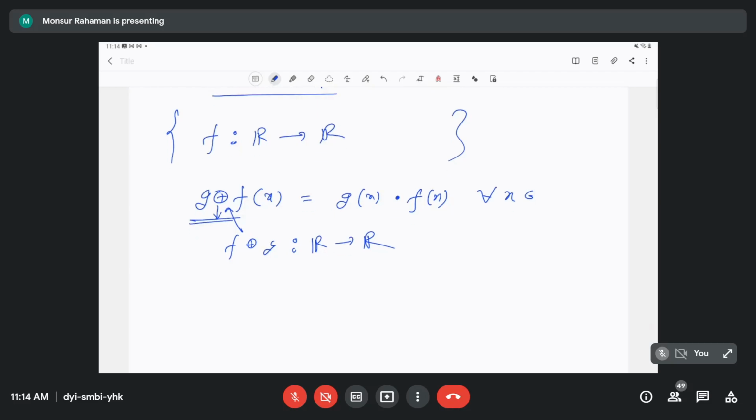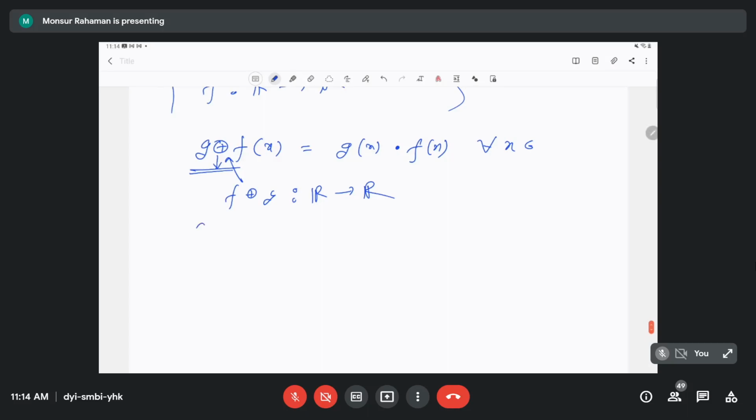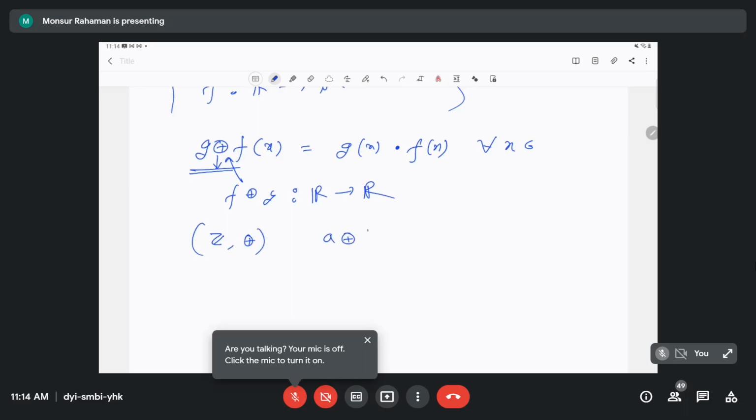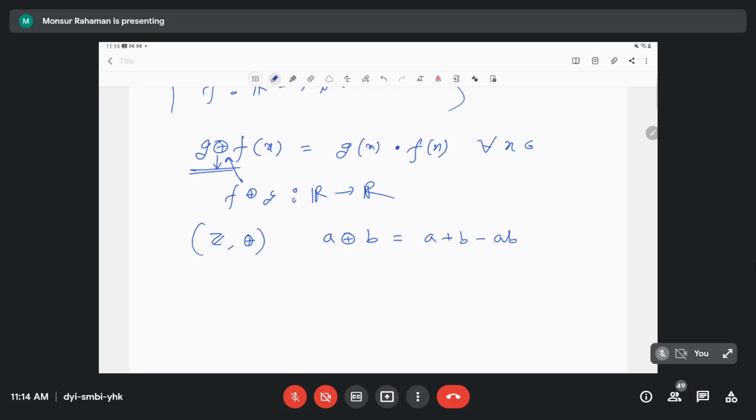Let me give you an example. This is the integer set, and I'm giving the operation a plus b minus ab. Obviously it will satisfy the closure property, because if you take any two numbers, the result will again be an integer. Now check whether the other two or three conditions are satisfied. Is it associative? Let me check.